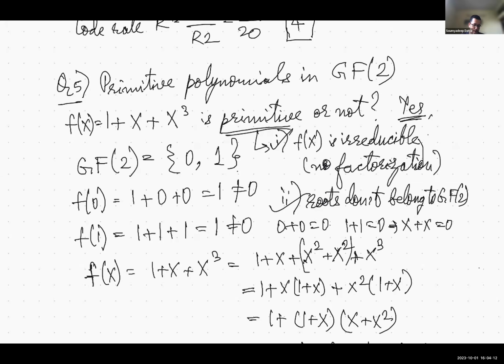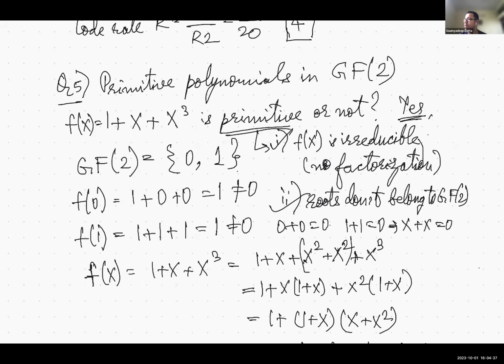And ultimately, any general polynomial in Galois field 2 can be broken into factors, like prime numbers, where any number can be broken into a product of prime factors. Similarly, any polynomial in Galois field 2 you can break into products of primitive polynomials. So that's kind of the idea.